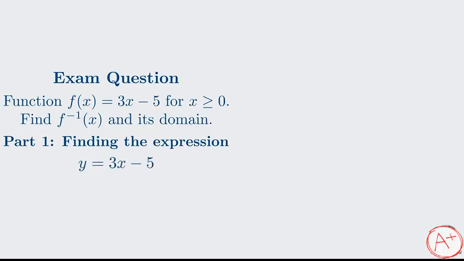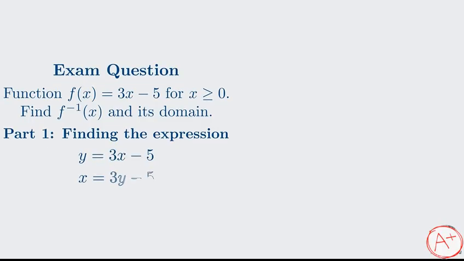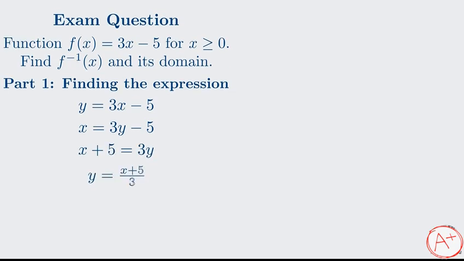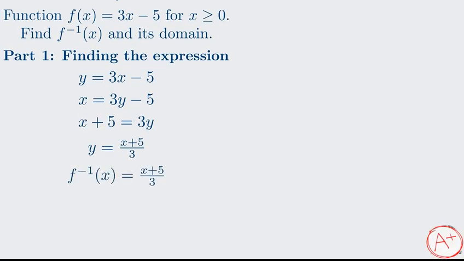Step 1. Replace f of x with y. Step 2. Swap x and y. Now, we rearrange to make y the subject. Add 5 to both sides, then divide by 3. This is our inverse expression.